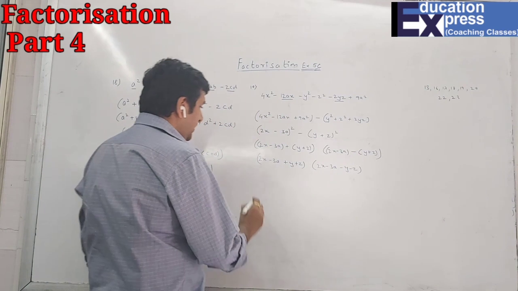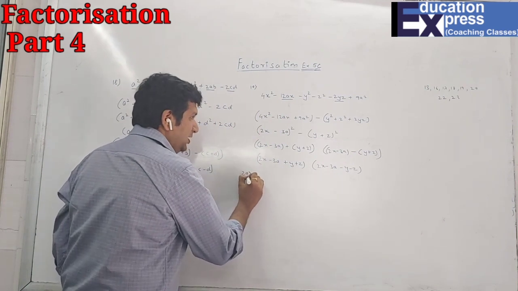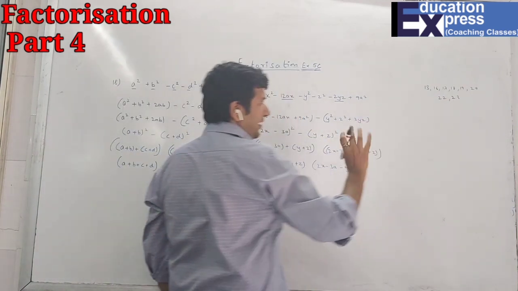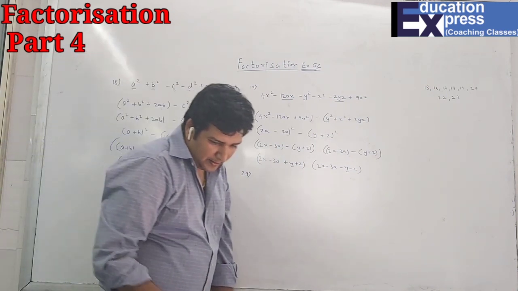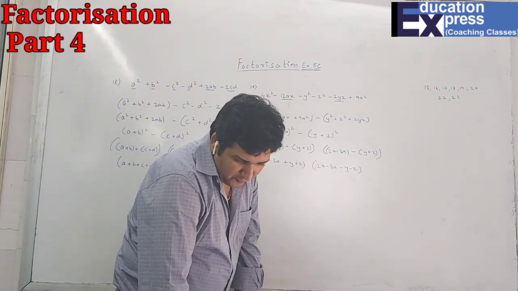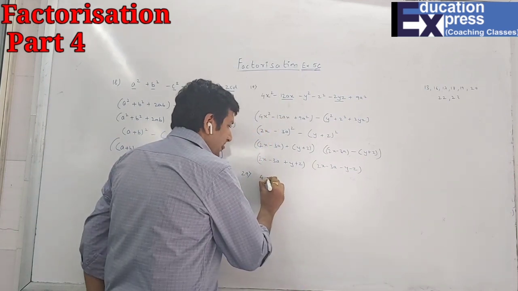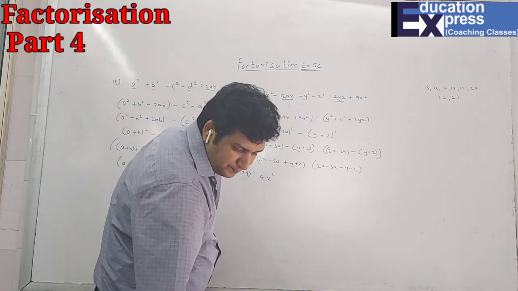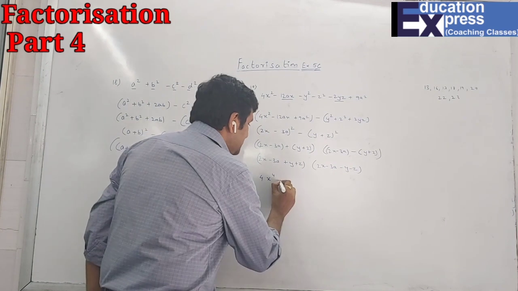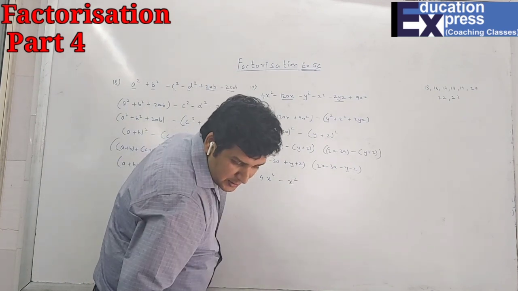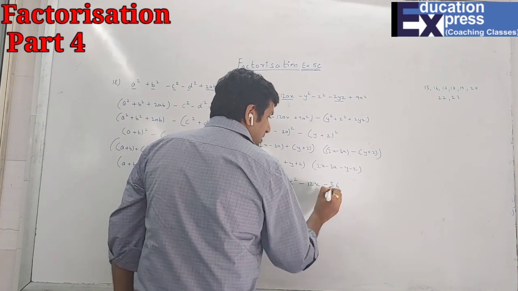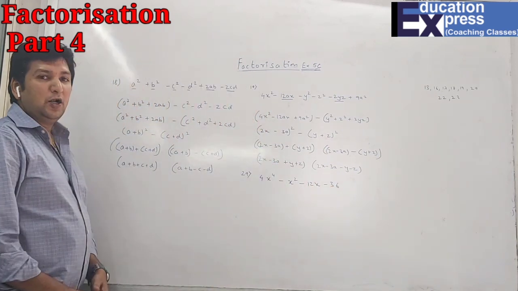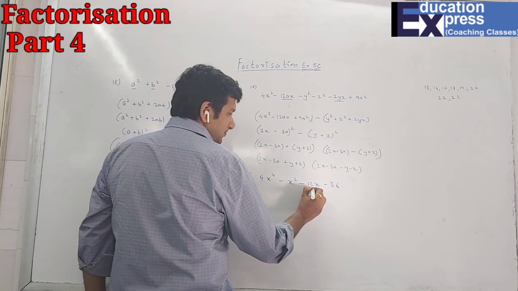Now last, 29 sum, the same variety. Obviously 22nd question also same variety, but not exactly same. So we'll do first, I'm doing 29. 4x raised to 4 minus x square minus 12x minus 36. So the number which does not have perfect square is this.